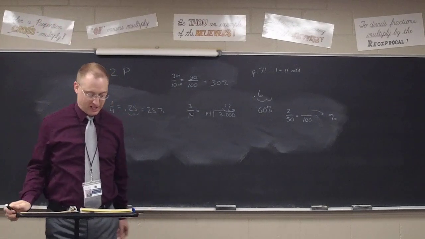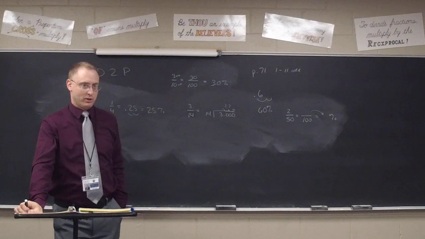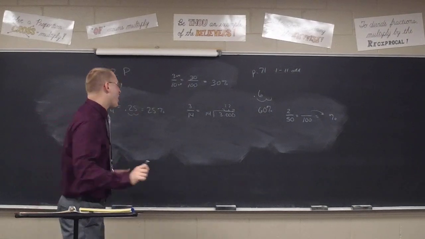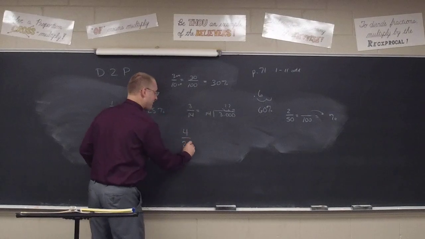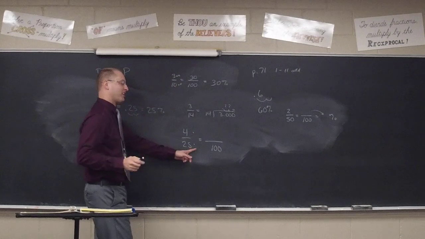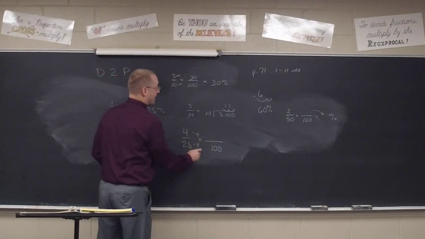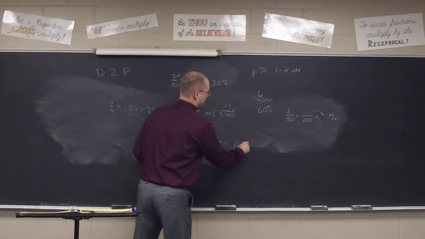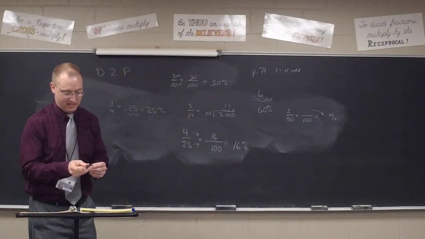All right, number 7 actually looks vaguely familiar. I didn't intend to give you one that was already in the work, but if we have 4/25, we just need to multiply top and bottom by what to get that 100 denominator, class? 4. So we get how many hundredths? 16. So my answer is 16%.